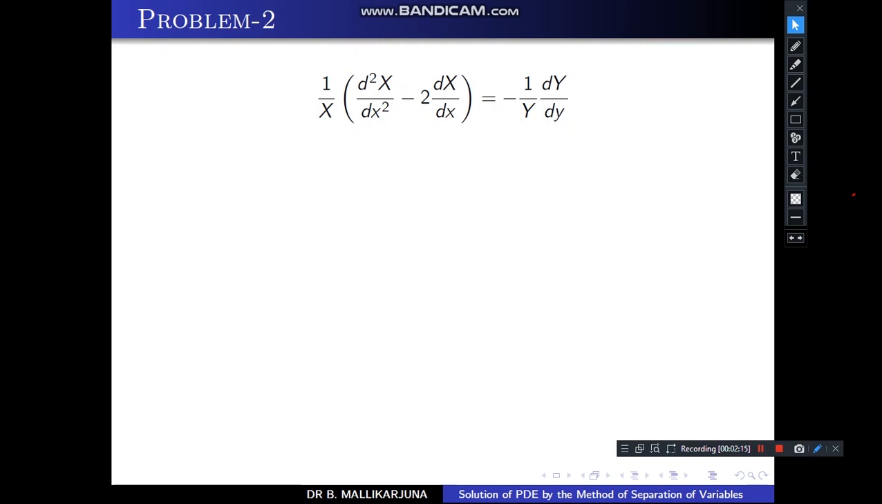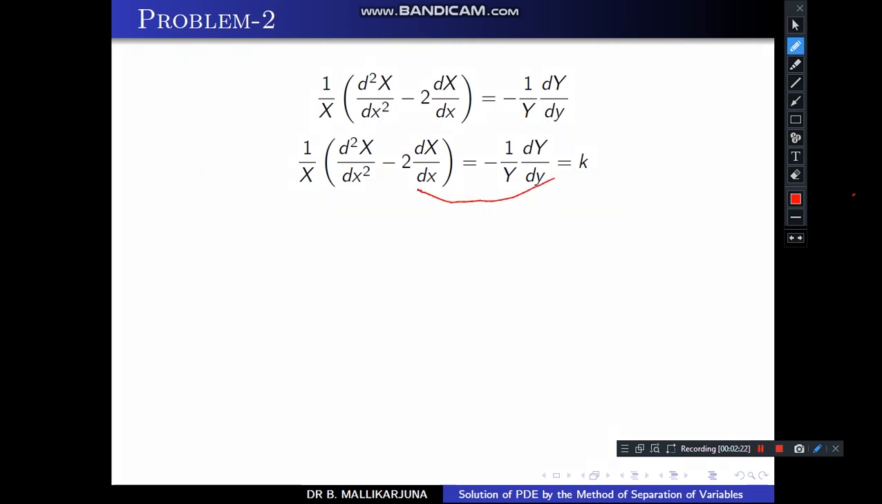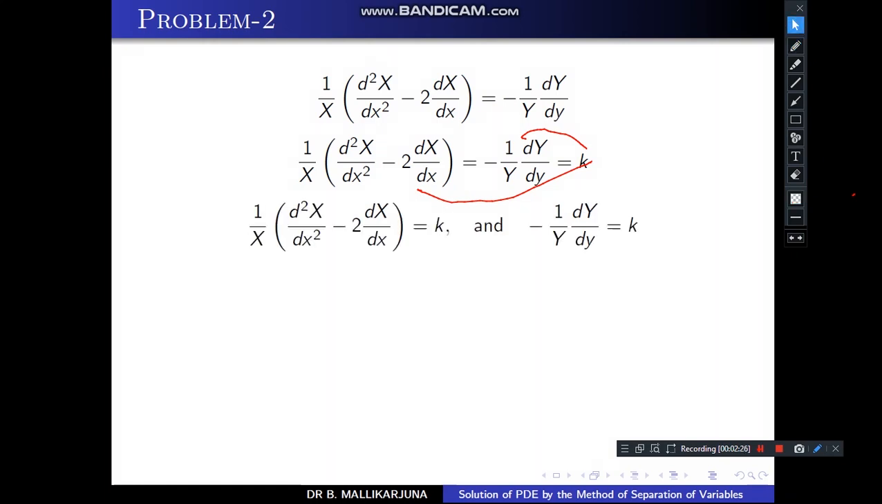Now these we equate to the constant k. Again the first function is equal to k and the second function is equal to k. And observe here, this is a simple ordinary differential equation we can easily solve by the separation of variables. So simply take dy to the right hand side and by integrating we'll get the solution.